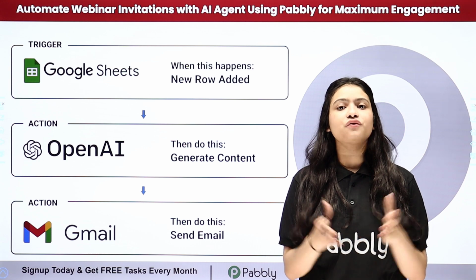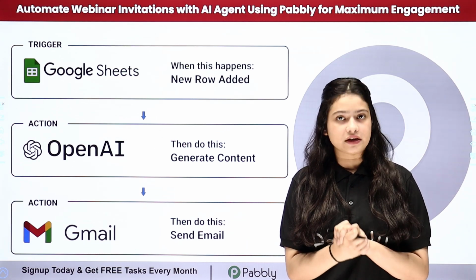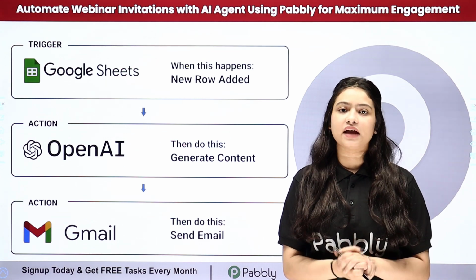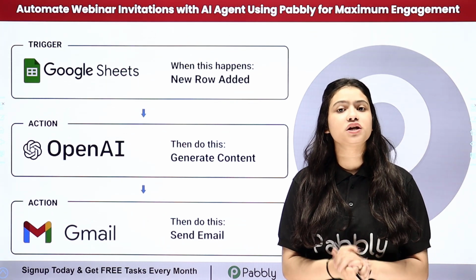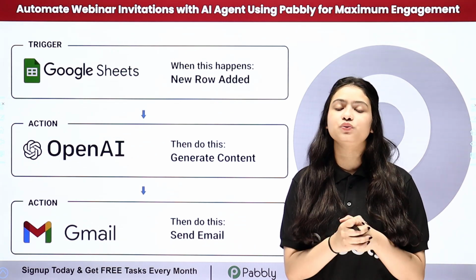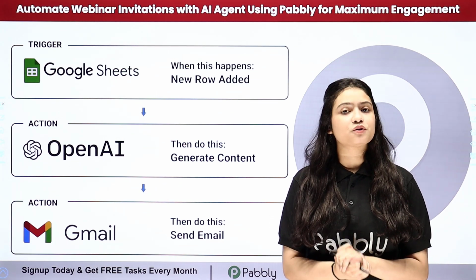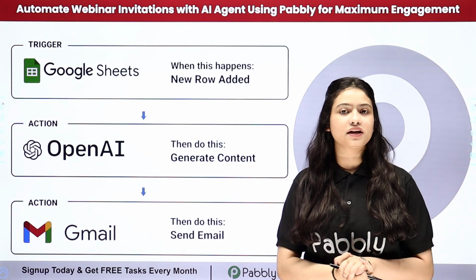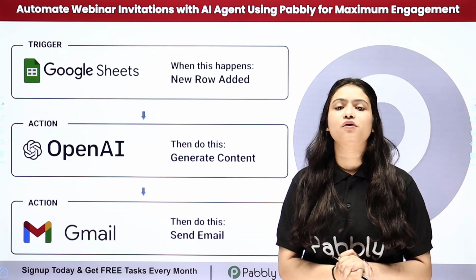Now, I have the details of all the clients who are from different industries, business backgrounds in my Google Sheets. And with the help of OpenAI, that is my AI agent, I'm going to generate multiple personalized emails for each of them and I'm going to send them automatically through email. Now to automate this entire process, I'm going to set up the connection between all these applications without any coding and programming skills, simply with the help of Pabbly Connect.